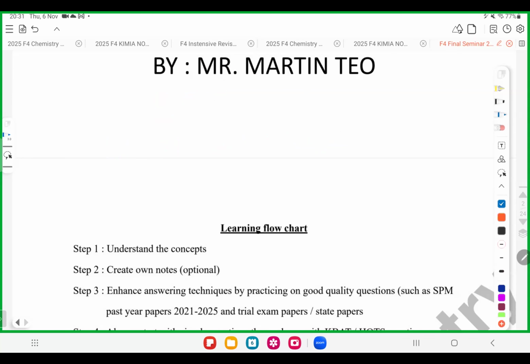But this is optional. If you don't want to create your notes, no problem. But if you do your reading and revision, then you can create your own notes. It'll be very helpful.